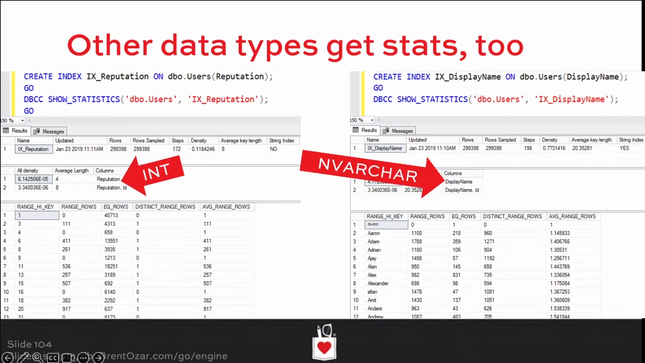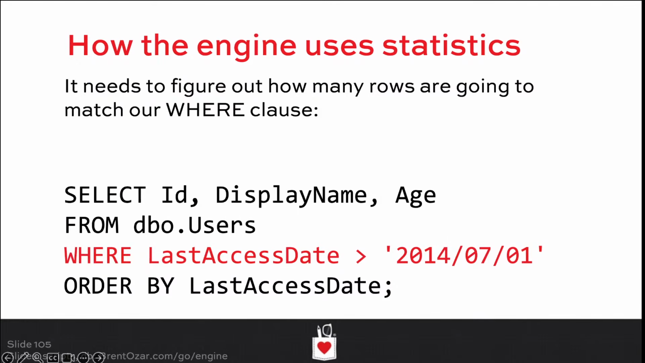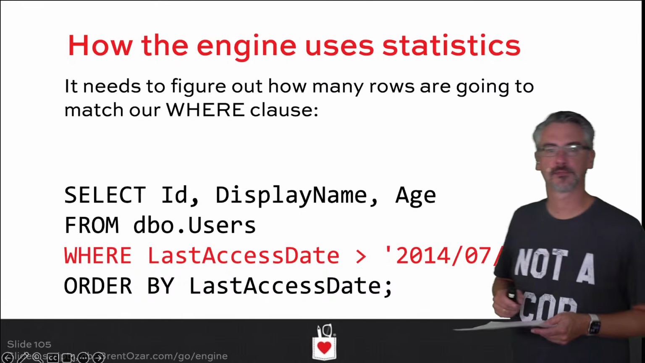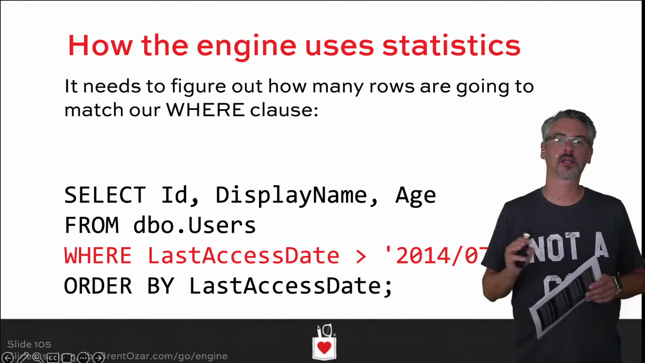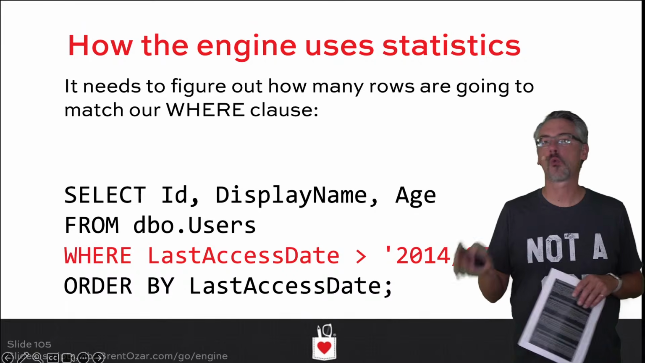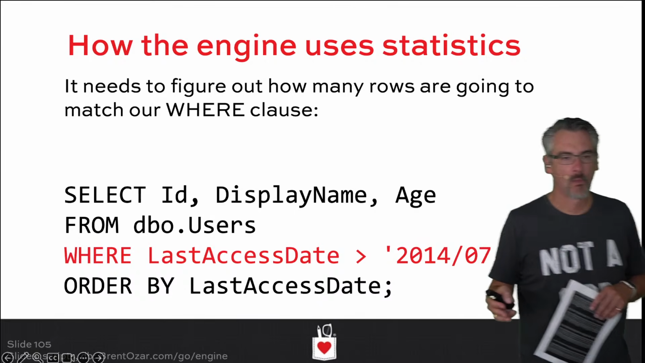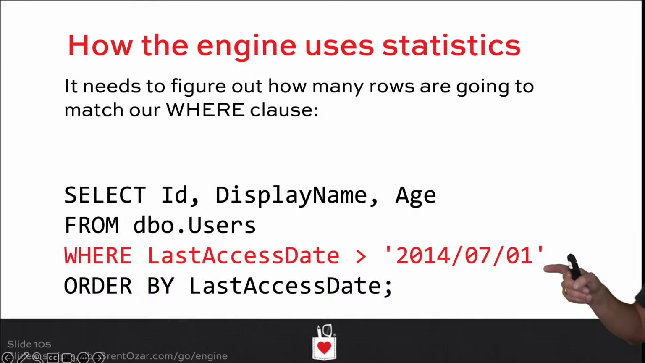Here up on the screen, I've got an example of a set of statistics on indexes on reputation, and then another one that's on a string character, like, say, for example, display name. SQL Server uses those statistics in order to understand how many rows are going to come back from your where clause. If we say, go show me all the rows where the last access date is greater than July the 1st of 2014, what does SQL Server do in order to execute that?